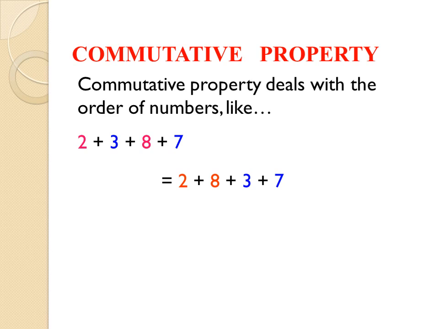Understood, children? So we get the answer for this sum as 10 plus 10, which is 20. So what does commutative property say? If the commutative property is true for addition, it means that you can rearrange the order of numbers and add. If it is false, you cannot do that. That's what it means. Let's examine this commutative property.